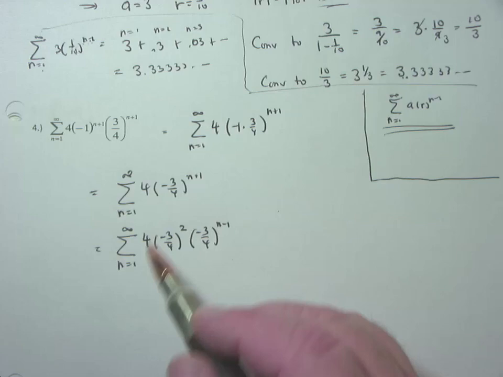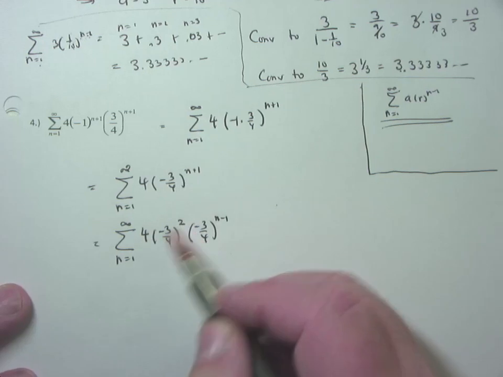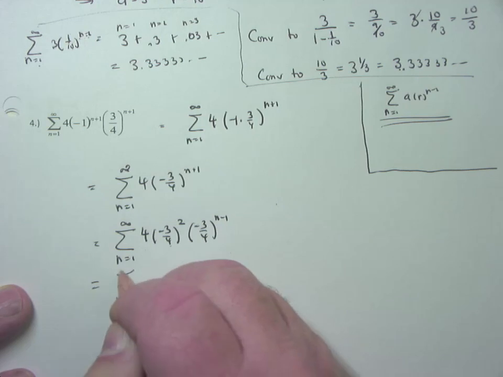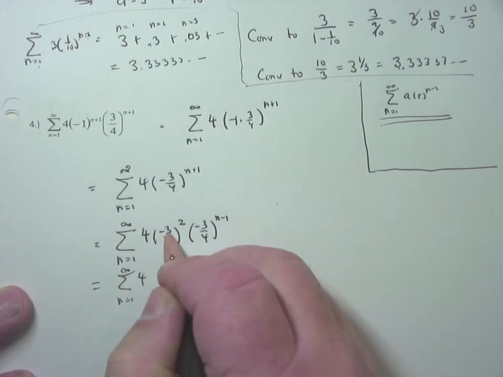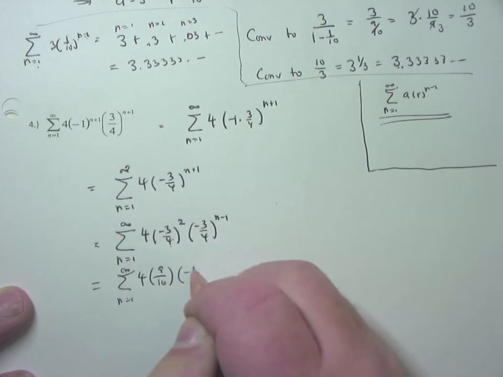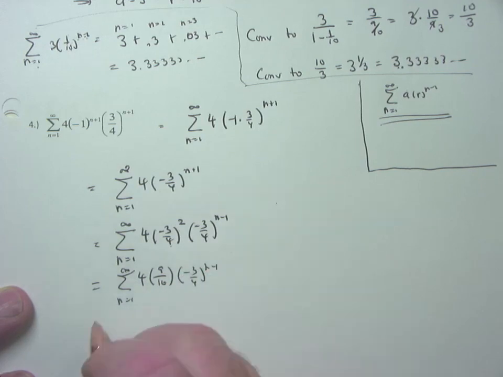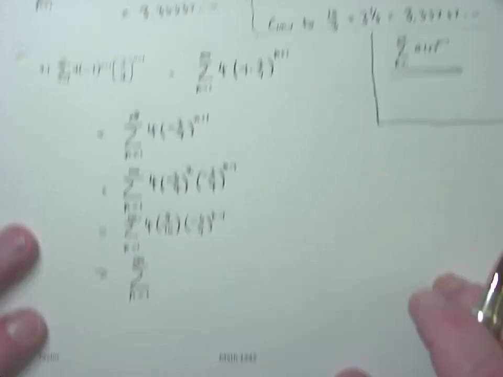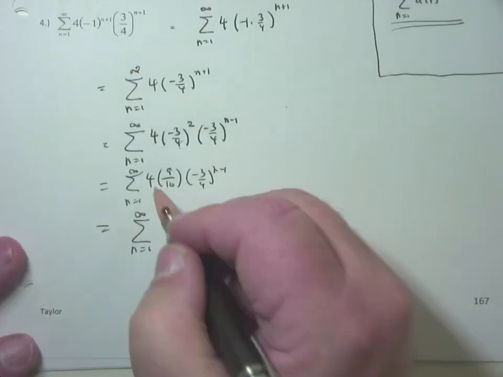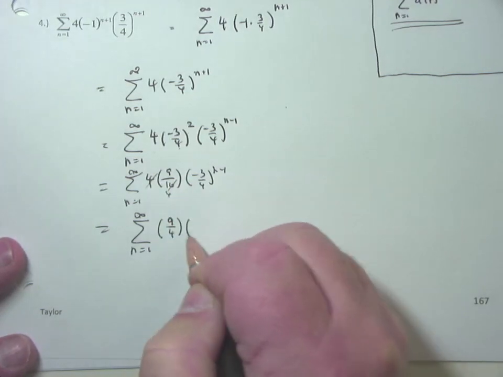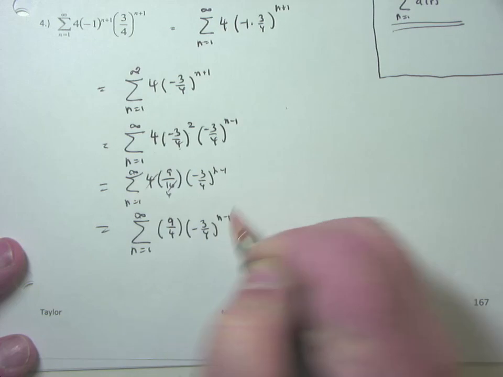So this (-3/4) squared is going to be pulled into the constant. So this is the sum as n goes from 1 to infinity of 4 times (-3) squared is 9, 4 squared is 16, times (-3/4) to the n minus 1. And one more cleanup. It's all about the algebra. The sum as n goes from 1 to infinity of. Now 4 goes into 16 4 times, so you actually get 9/4 times (-3/4) to the n minus 1.